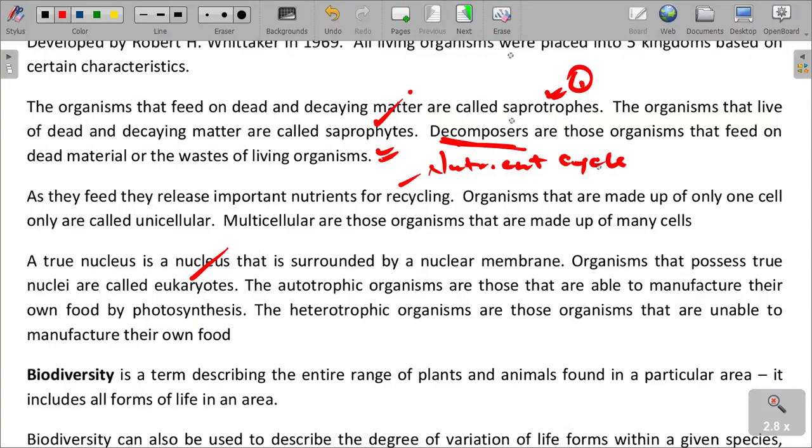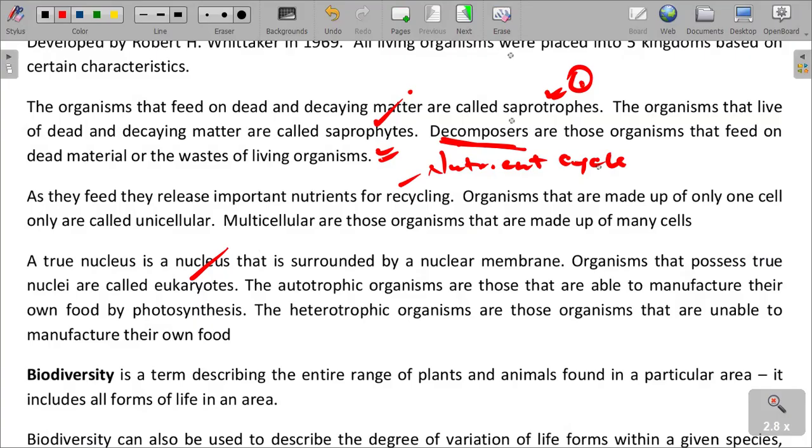So now, what we need to understand is that the autotrophic organisms are able to manufacture their own food, and then these do not manufacture their own food, and they are unable to. They are not able to what? To manufacture their own food.